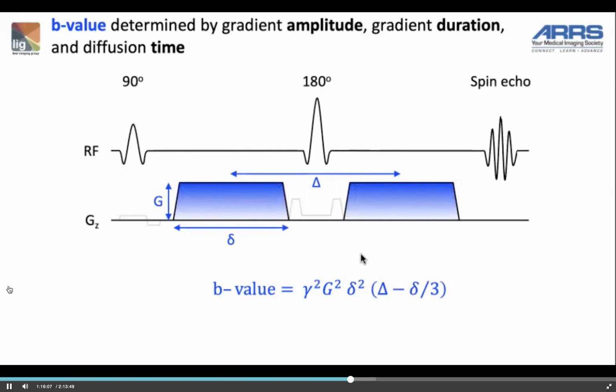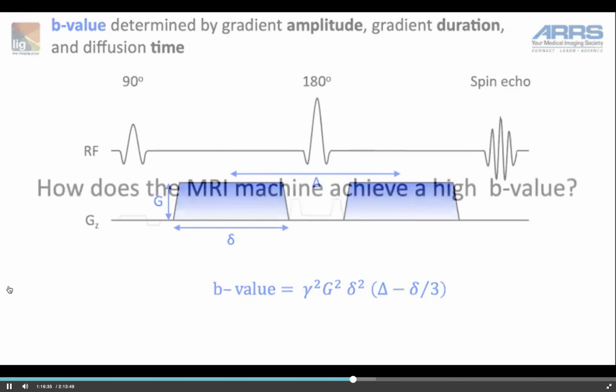The b-value is given by this formula over here, and this formula is a little bit complicated, so let me not get into the details, but let me just point out that the b-value is a function of the gradient amplitude, so the strength of this gradient, the duration of the gradient, and the separation of the two gradients. So if you want your b-value to be higher, you either increase the amplitude, increase the duration, or increase the separation, or some combination of all three.